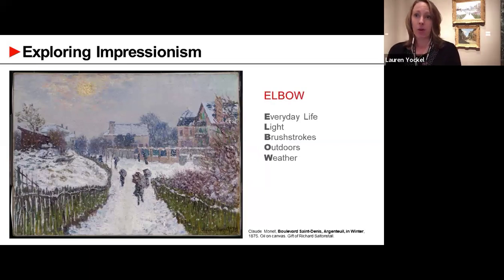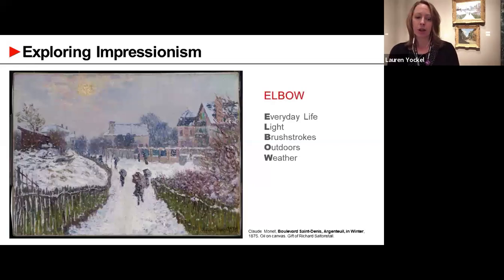Okay, the L in elbow is for light, because these artists were interested in how they could capture the different effects of light in their painting. The B in elbow is for brushstrokes, because often when they were making these paintings, they were using very quick, fast brushstrokes. And sometimes if you look really closely at the surface of the painting, you can see those quick brushstrokes and the marks they were making on the canvas. The O in elbow is for outdoors, because these artists actually started to go outside to create their paintings.